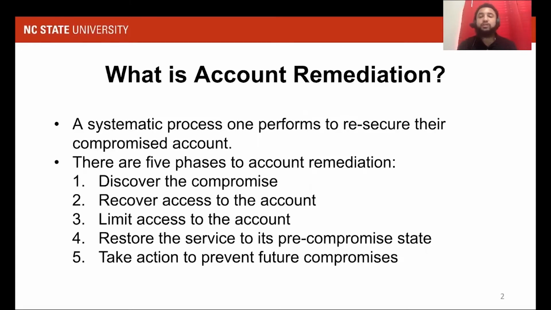The first phase is to discover the compromise through noticing suspicious account activity. The second phase is to recover access to the account if it was lost or compromised. Following that, you then limit access to the account to prevent unauthorized access. The fourth phase is to restore the service of the account to its pre-compromised state. And finally, the last phase is to bolster the security of the account in order to prevent future compromises.